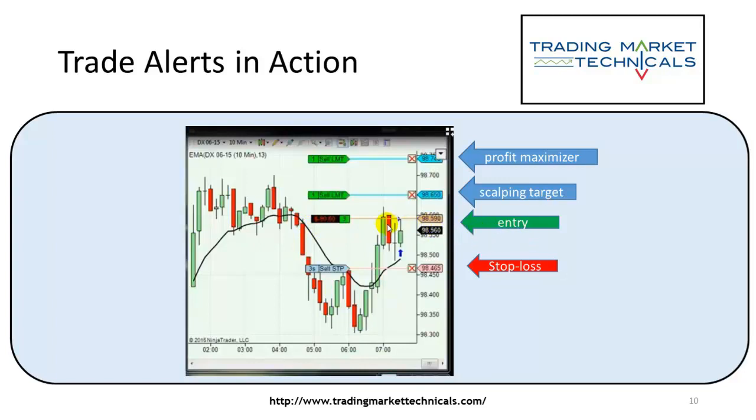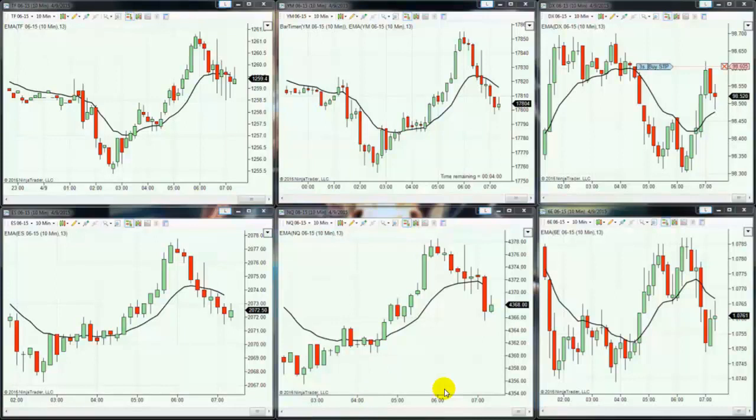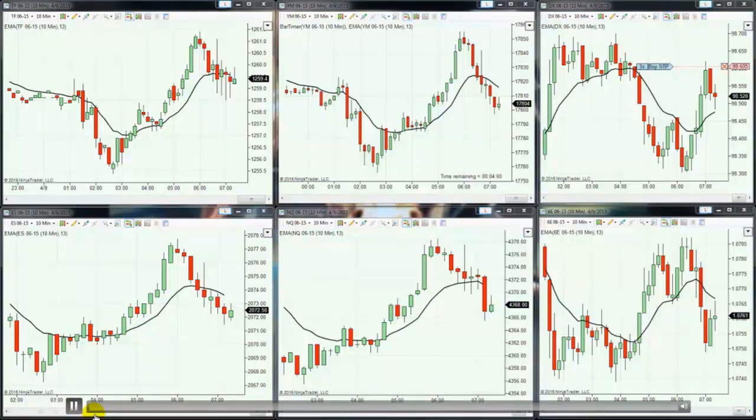You'll see the entry level. So when you see this flag pop up on your screen, you've got to go in and put the order into your platform. Once price action hits that level, now you're in the trade. That's when the stop loss, the scalping target, and the profit maximizer target, if it's trending, will show up on the screen. So this is exactly what it will look like. All right, here's the video. I'm going to play it. All right, here we go.